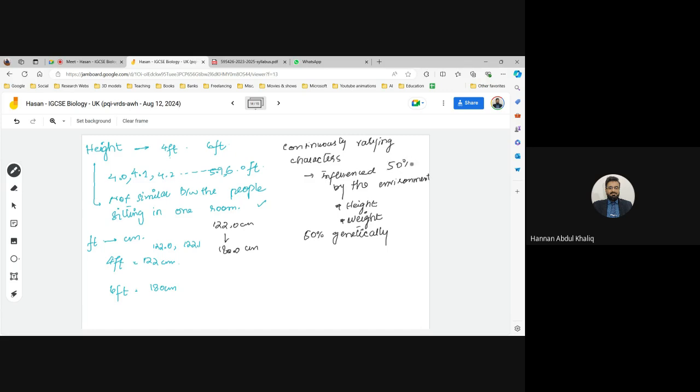And you can include IQ in it. You can include eye color in it. Sometimes the eye color also.